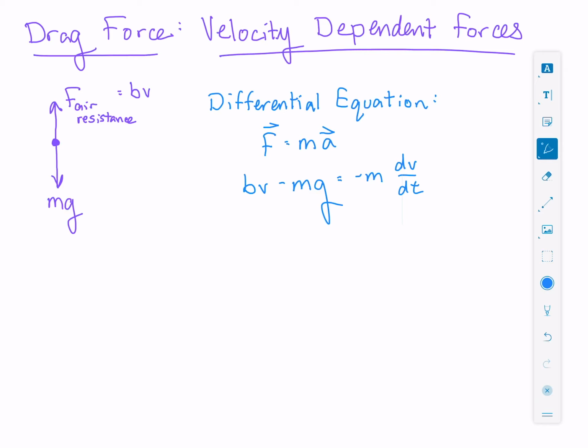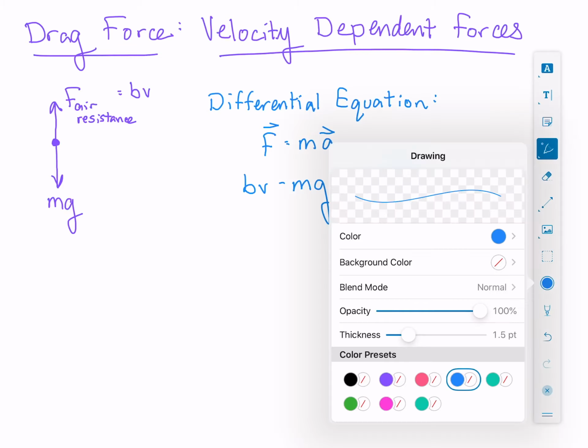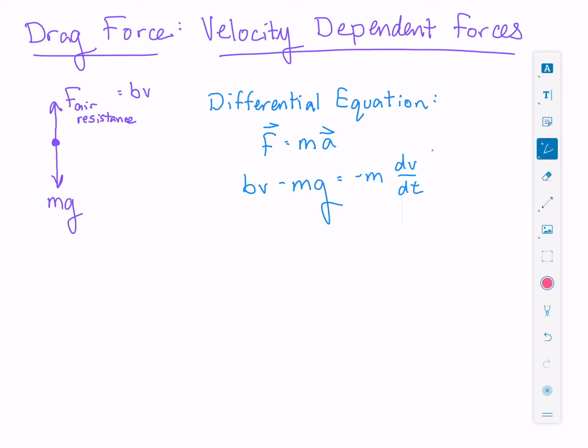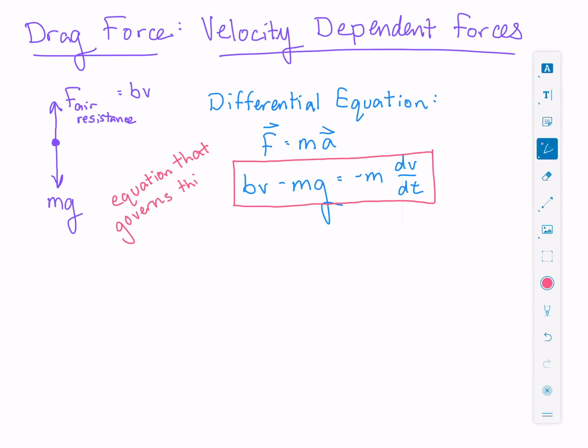We're making up positive bv minus mg, so we're accelerating downwards, so it would be negative ma, and a we can write as dv dt. So this equation right here is the equation that governs this motion.